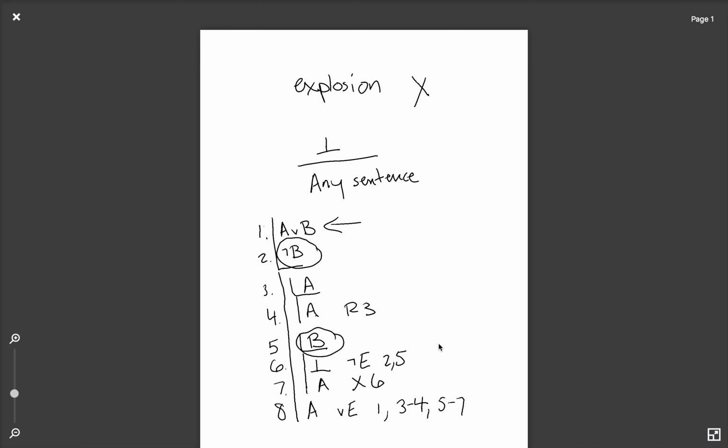But see how I used the explosion rule in there? When I saw a contradiction appear, I was able to write whatever it was I was planning to prove anyway. So I use the explosion rule when I find a contradiction. I should get excited because that means I can immediately write whatever I want to prove.